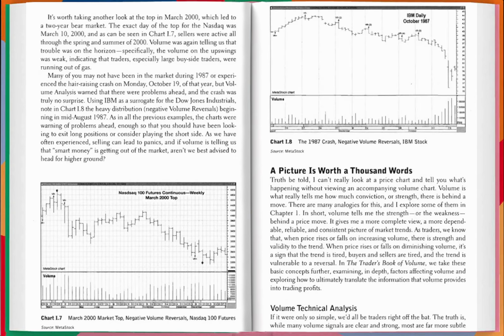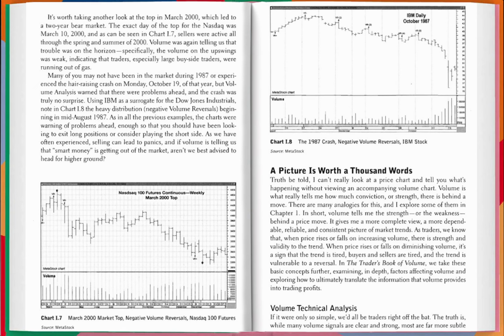It's worth taking another look at the top in March 2000, which led to a 2-year bear market. The exact day of the top for the Nasdaq was March 10, 2000, and as can be seen in Chart 1.7, sellers were active all through the spring and summer of 2000. Volume was again telling us that trouble was on the horizon. Specifically, the volume on the upswings was weak, indicating that traders, especially large buy-side traders, were running out of gas.